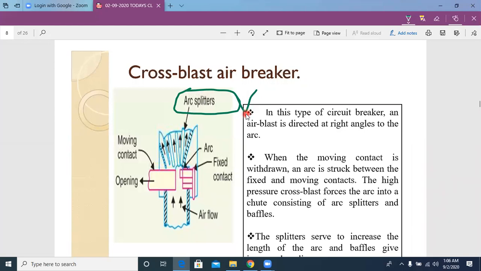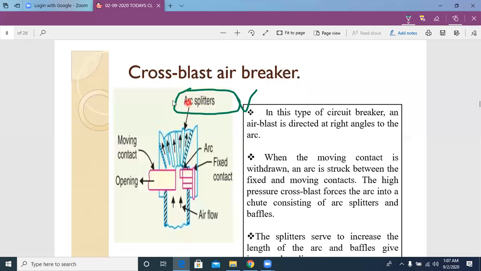In axial blast we extinguish the arc based on the zero current interruption method. In cross blast we interrupt the arc based on the high resistance interruption method. So keep that in mind. So we have three types of blast circuits. One is axial, second one is cross, third one is radial. In axial blast we extinguish the arc based on zero current interruption. Now in cross blast also we extinguish the arc, but we approach the high resistance method.